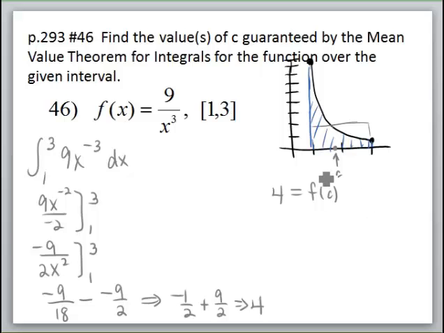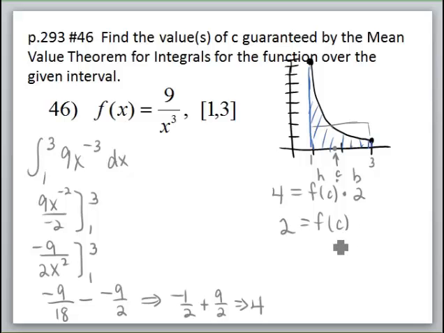So I also need, this is the height, and I need times the base. So the base is the 3 minus 1, so it has a base length of 2. I'm really looking at f of c times 2, and actually let's just divide by 2 on both sides, so I have f of c by itself. So we want to know, when is the height of this function 2?